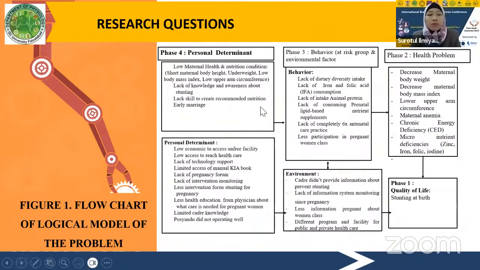This is the logical model of the problem. I use mHealth intervention theory and also the PRECEDE model that covers the personal determinants. We address some personal determinants that cause stunting. First, low maternal health and nutrition condition, lack of knowledge and awareness about stunting, lack of skill to prepare recommended nutrition, and also early marriage.